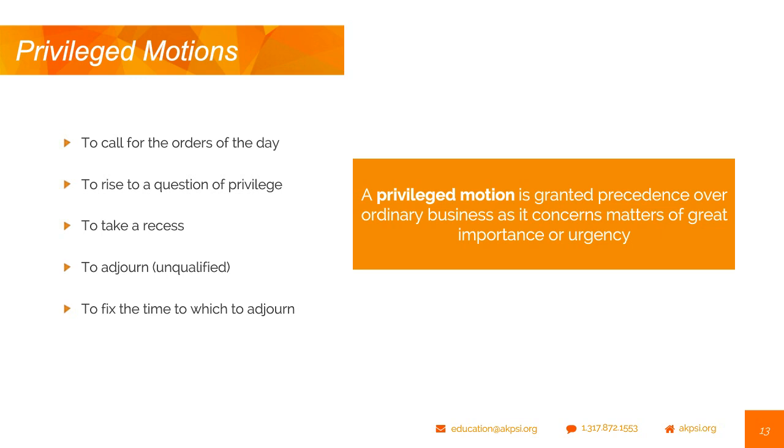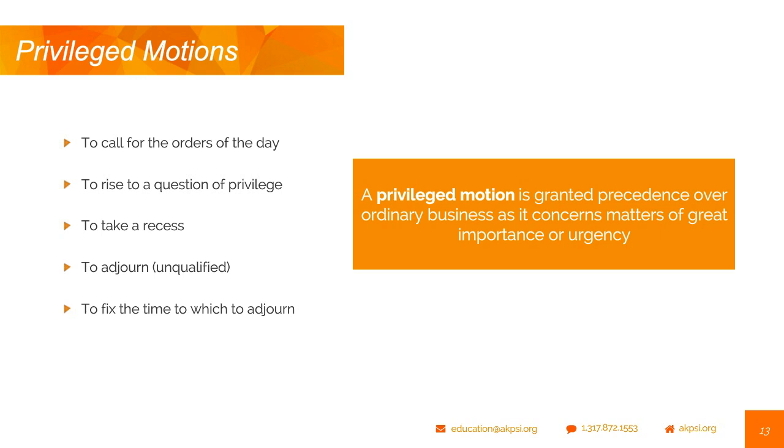This motion is rarely used, to fix the time to which to adjourn, but it's important to note because once you run out of quorum, the only motion that is appropriate is to fix the time to which to adjourn, which basically gives a time and a place at which that regular meeting will resume. Because sometimes chapters do run out of quorum, and you cannot continue the meeting if you don't have quorum. So that one motion is the motion you can make when you run out of quorum.